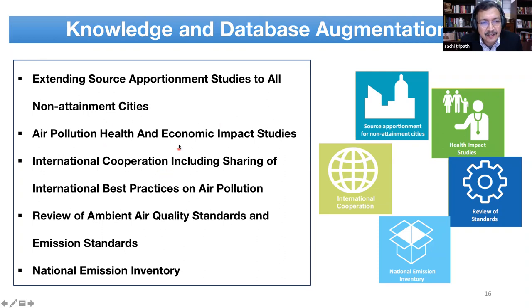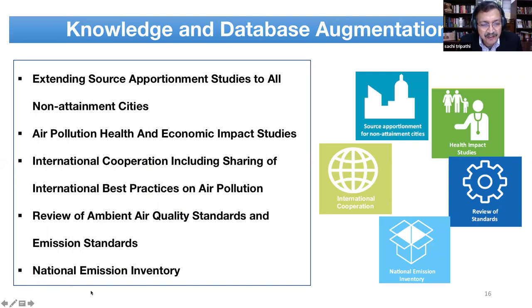Then there are also plans under the National Clean Air Program to understand the health and economic impact of air pollution, so that it can be used to expedite the activities of the Clean Air Program. There are also provisions to have international cooperation for sharing best practices and knowledge, as many countries dealt with this problem a couple of decades ago, and already some collaboration and cooperation are going on with them. Then there are also plans to revisit and revise the national air quality standard and also create a national emission inventory.